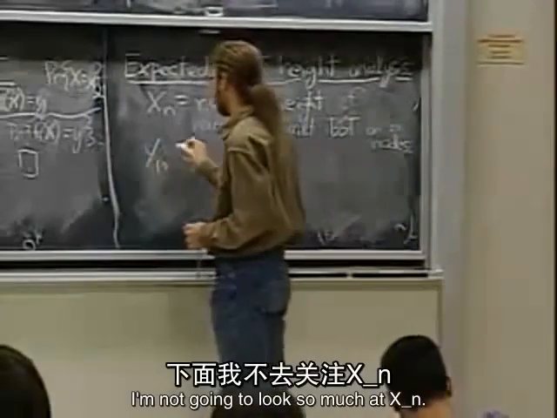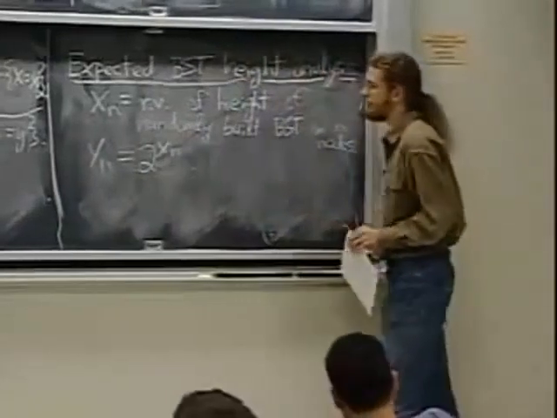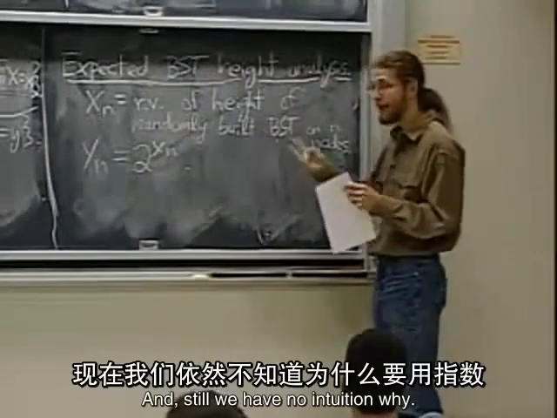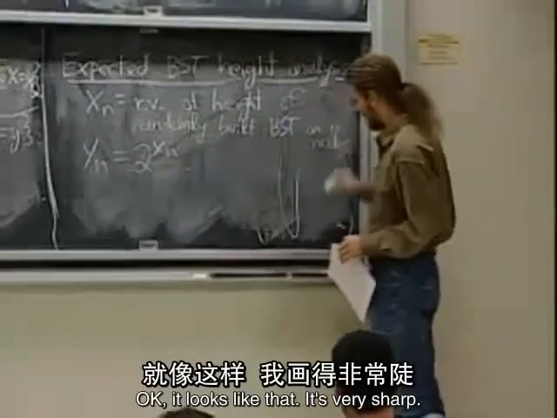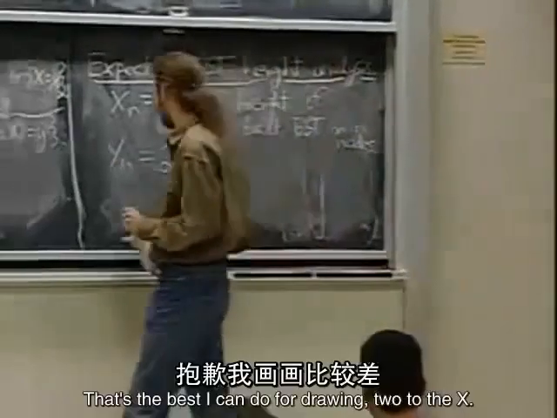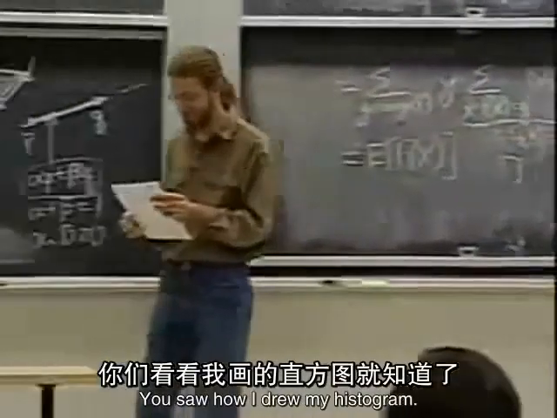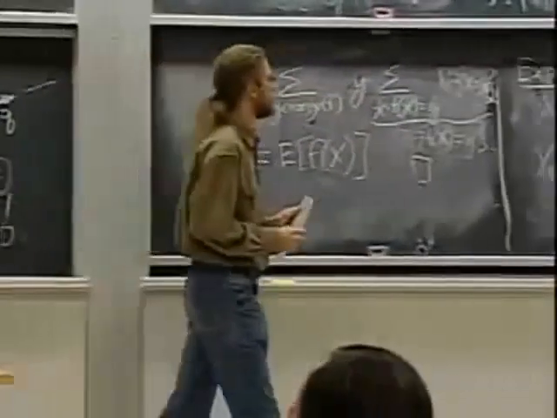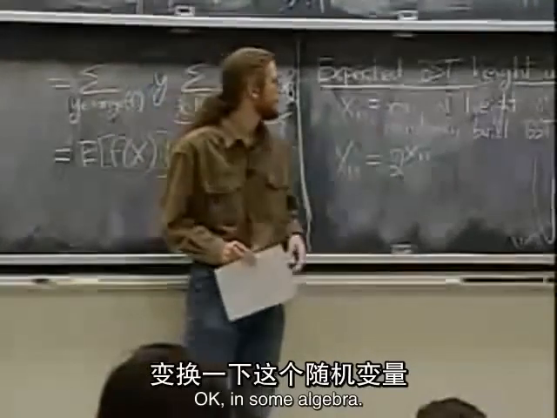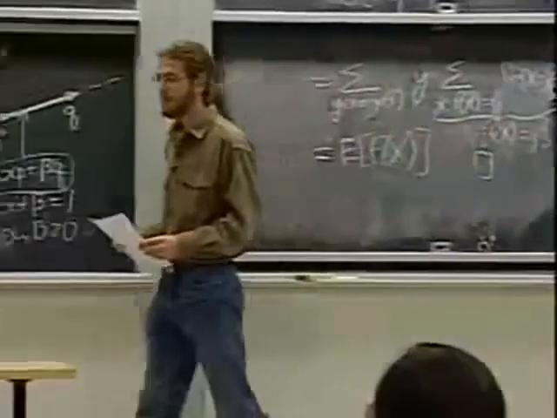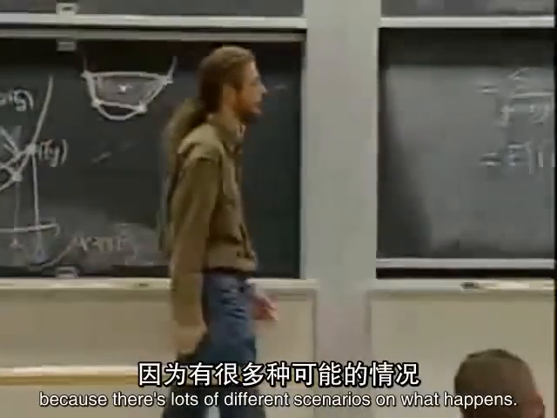I'm not going to look so much at X_n. I'm going to look at the exponentiation of X_n. And still we have no intuition why. But 2 to the x is a convex function. Okay, it looks like that. It's very sharp. That's the best I can do for drawing 2 to the x. You saw how I drew my histogram. So we want to somehow write this random variable as something in some algebra. And the main thing here is to split into cases. That's how we usually go, because there are lots of different scenarios of what happens.